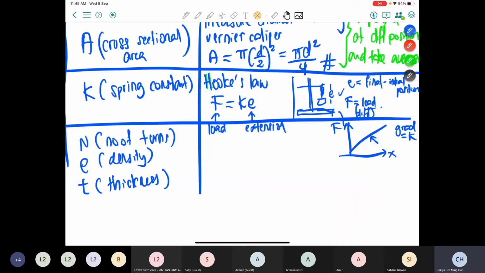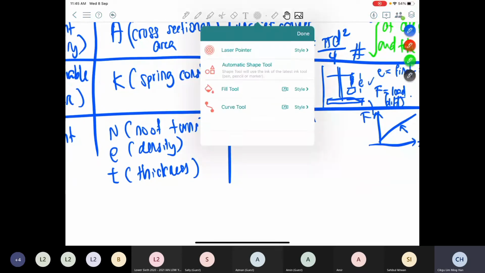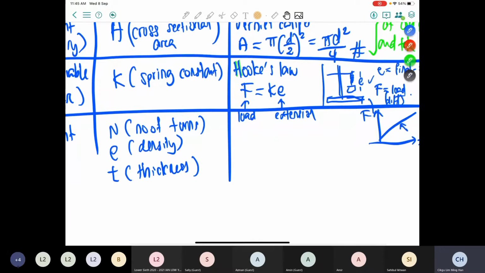Yes. Okay, Inshira, can you tell me how can I find out the density and the thickness? Number of turns is easy, just count, right? Yeah. Density. Density, mass over volume. Alright, so sorry. Density, you need mass over volume.